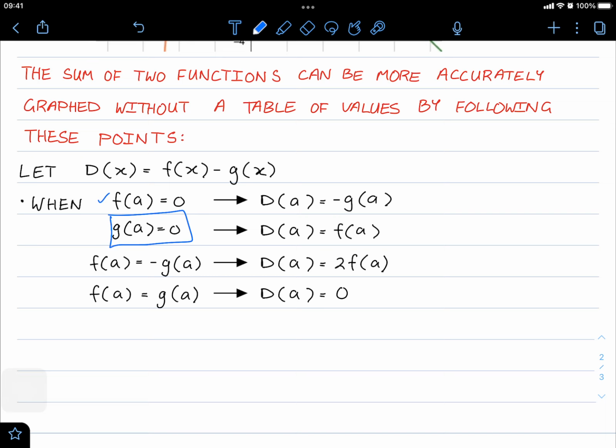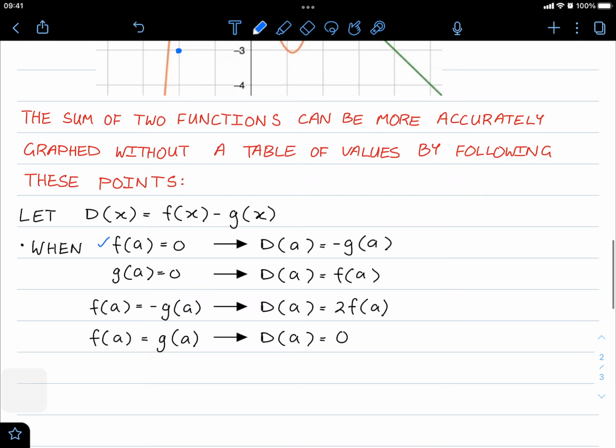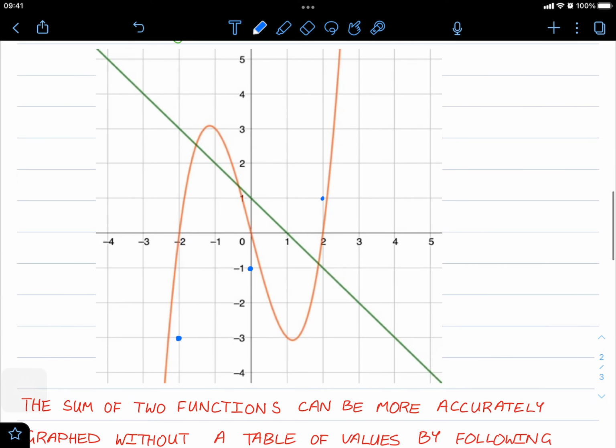When g is 0, the difference must be just f. So for example, let's say f is positive 3 and g were 0. Well, 3 take away nothing is just 3. So let's find all the points where g is 0. There's only one point of intersection of g. When g is 0, f stays where it is.